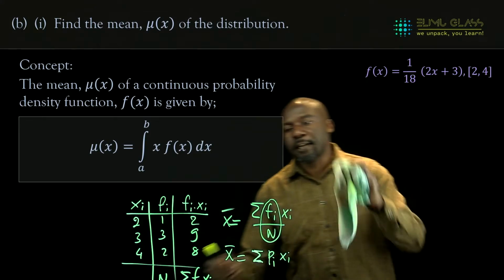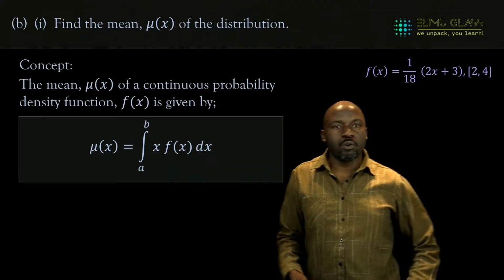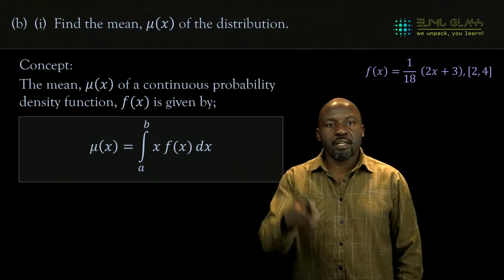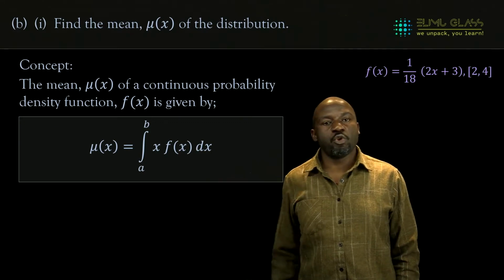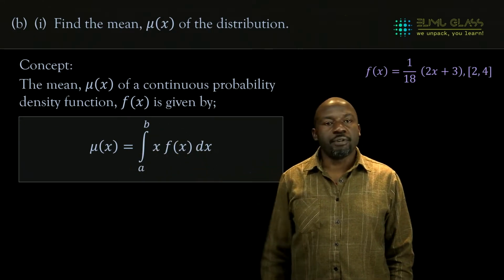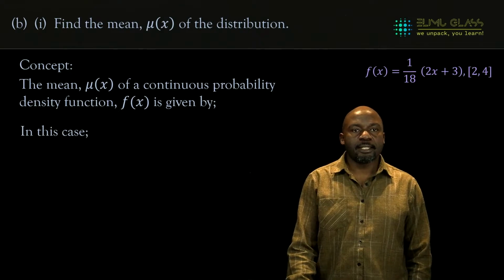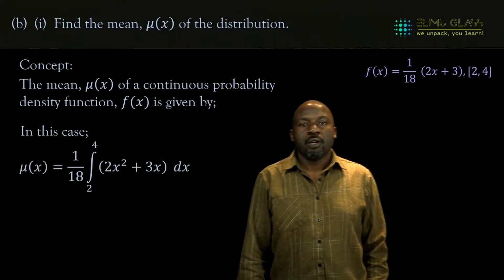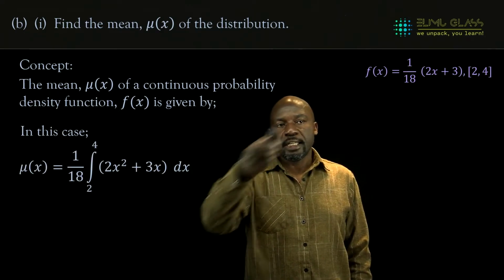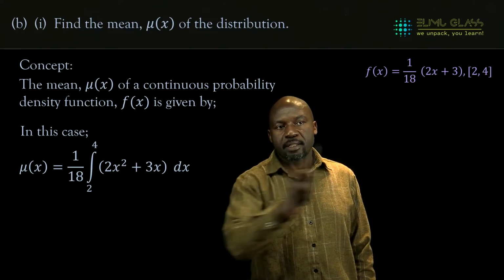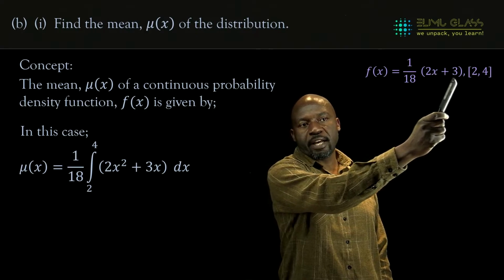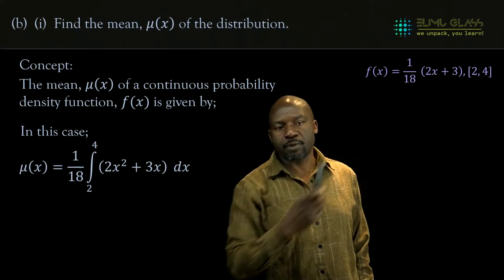Let's do that then. To find the mean, we're going to substitute this function in here and then integrate between 2 and 4. And if we do that, what do we get? In our case, we have the integral of 1 over 18, which is that there, and you notice I've multiplied everything in here by x. That's why now we have 2x squared and 3x instead of what we had there.